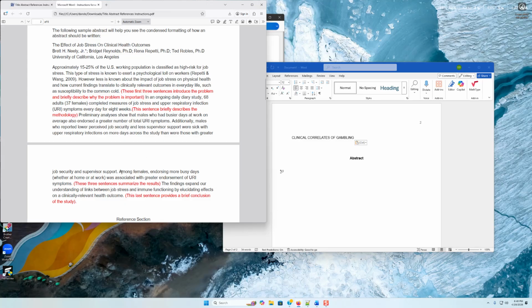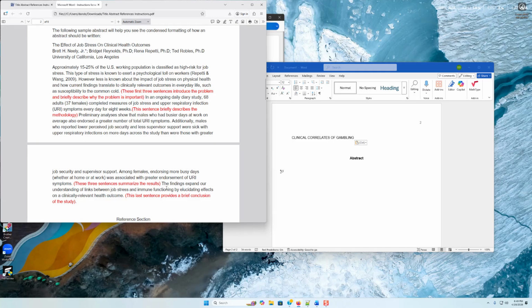Actually, there's 3 sentences here because they're talking about females endorsing more busy days at home or work was also associated with greater endorsement of upper respiratory symptoms. So these are 3. That's a little bit long for the results, but they had a lot of interesting results here. I would say try to keep it to 2 sentences.